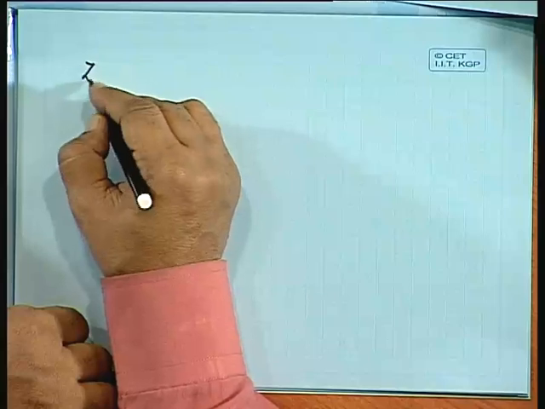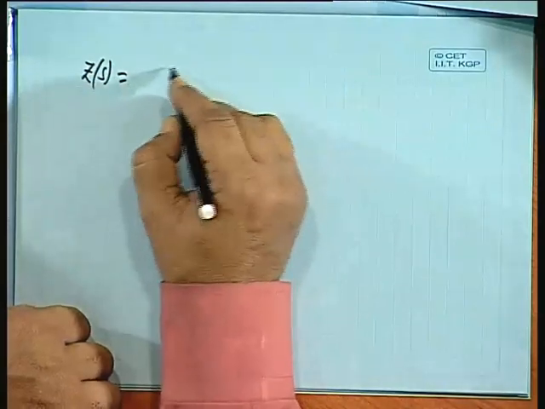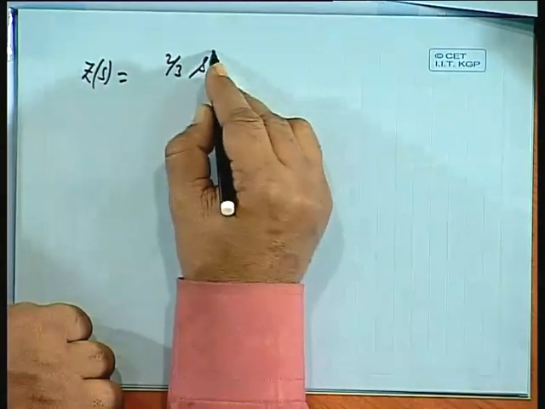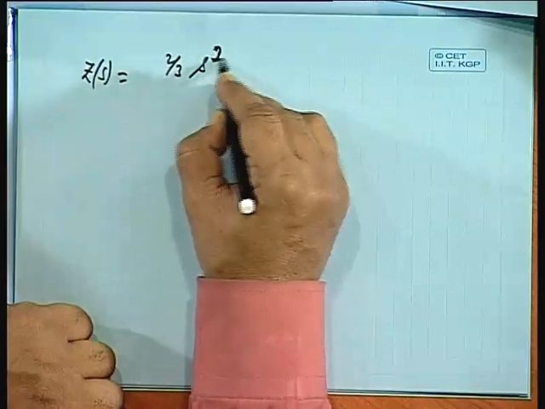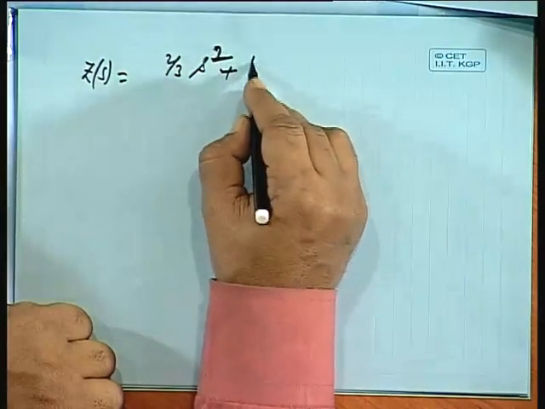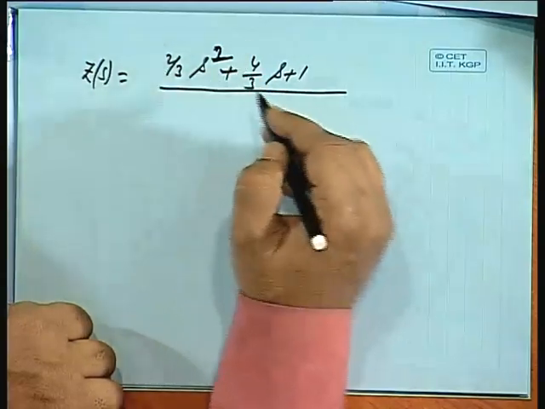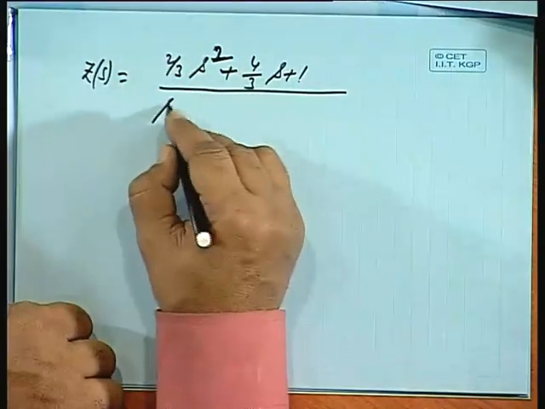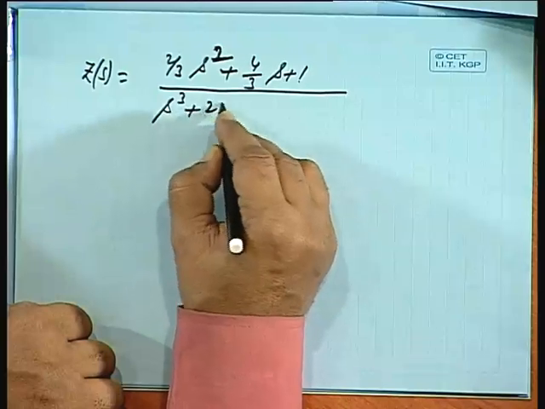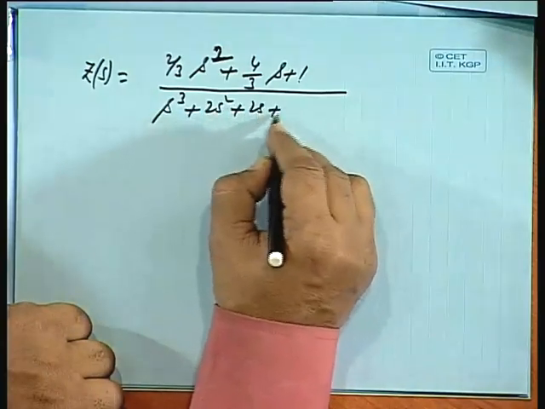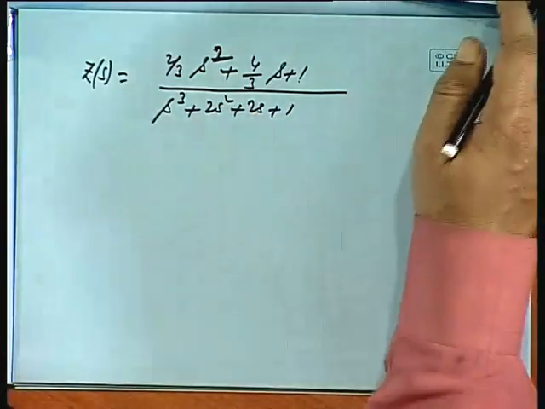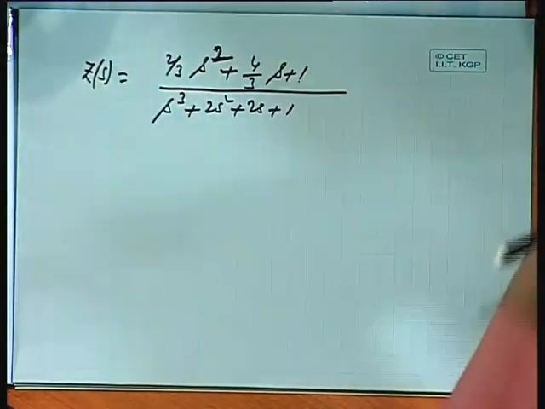So, I will write finally the ZS as two-third S squared plus 4 by 3 S plus 1, divided by S cubed plus twice S squared plus 2S plus 1. This is a very simple technique of evaluating the network function given, say, the real part.